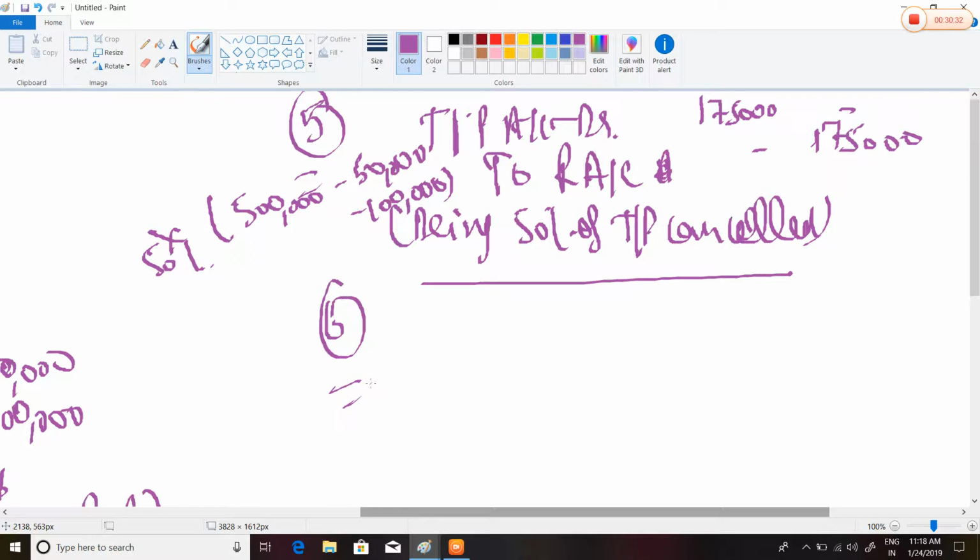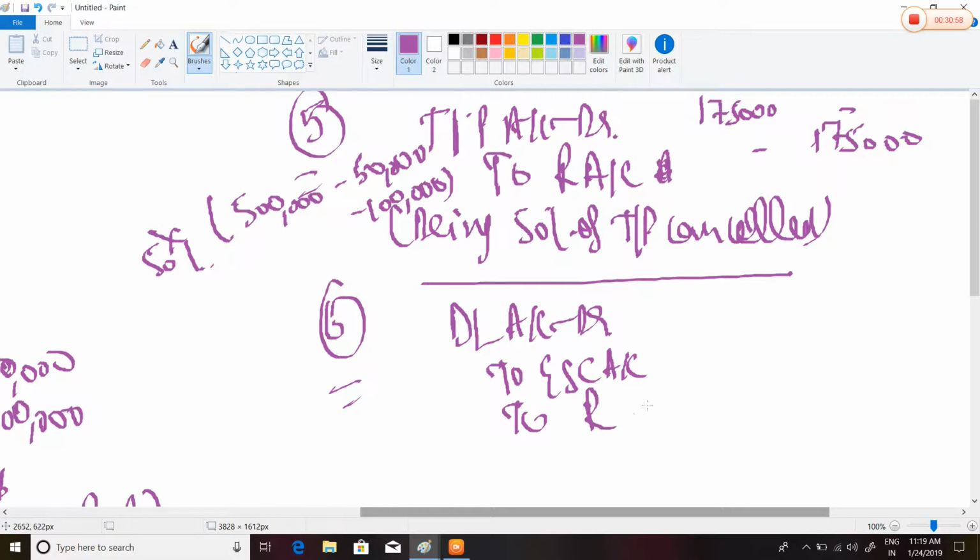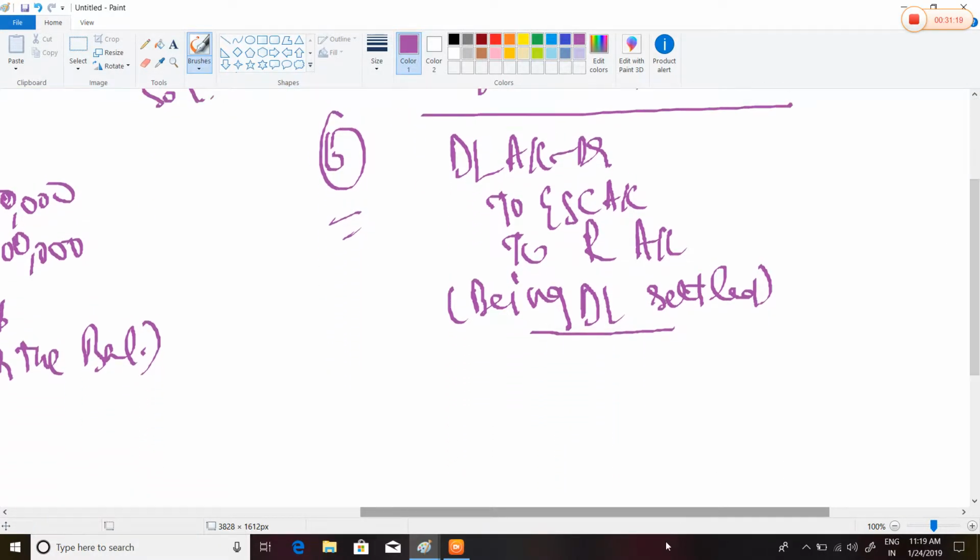Directors to accept settlement of the loans as to 60% thereof by allotment of equity shares and balance being waived. Easy. Directors loan account debited to equity share capital, to reconstruction account. Being directors loan settled. Amount would be 1 lakh in director's loan account, 60,000 and 40,000.